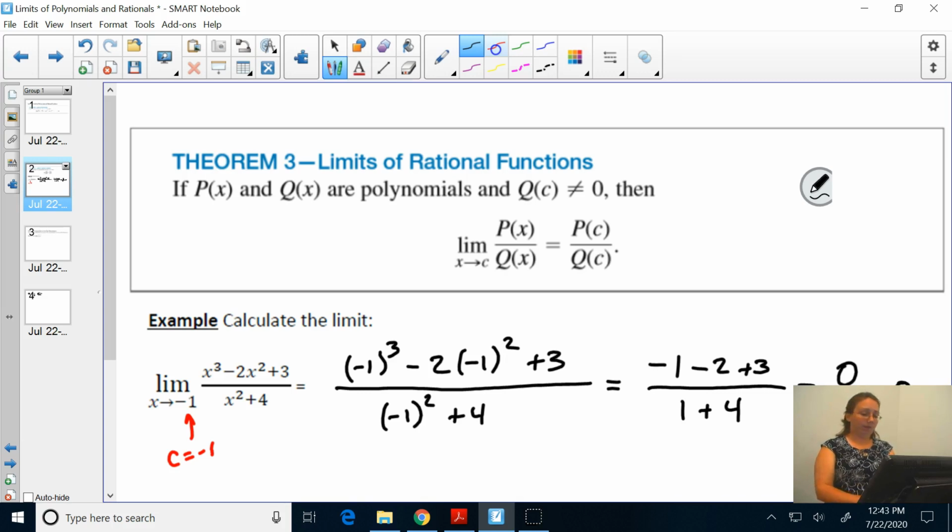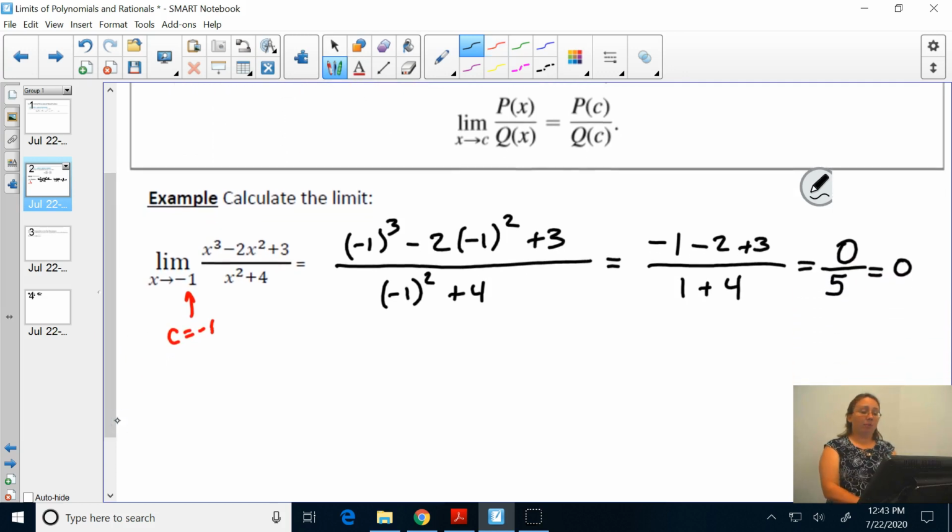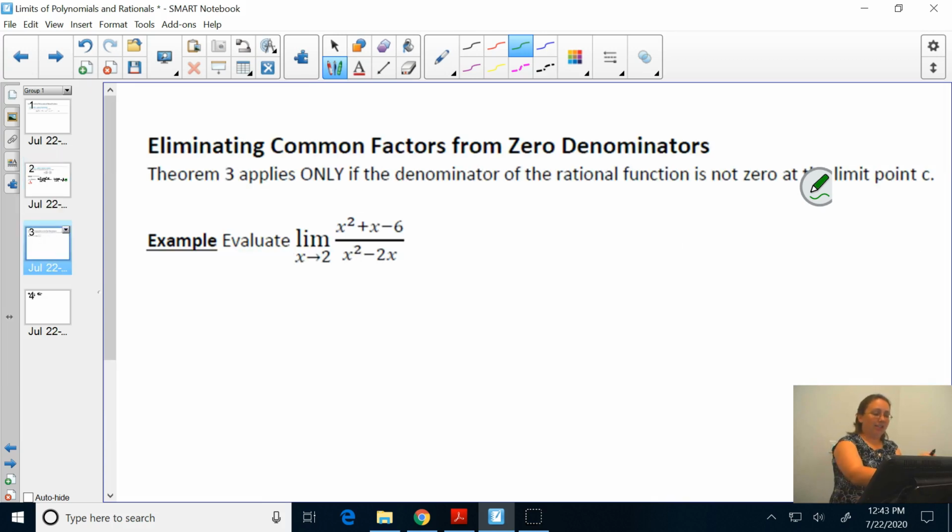Here you go. Okay, so there's your first example of how to apply this rule. You plug in what x is approaching, and as long as it works out that the denominator is non-zero, that is your limit. So the limit for this function as x approaches -1 is 0. Let's try another one.